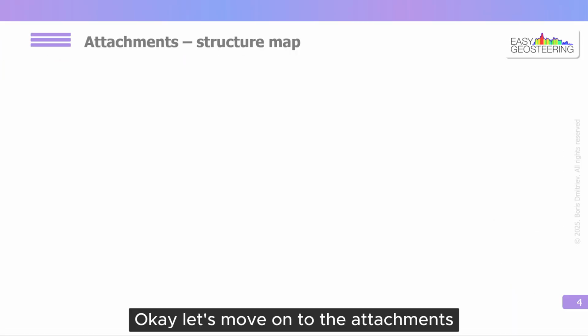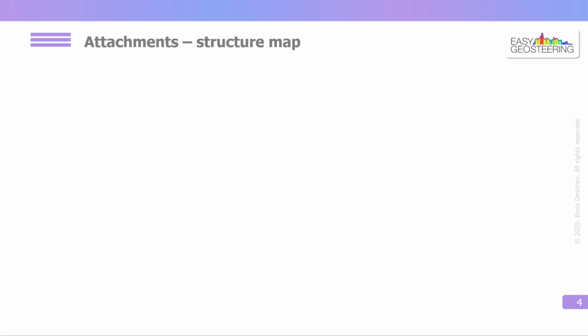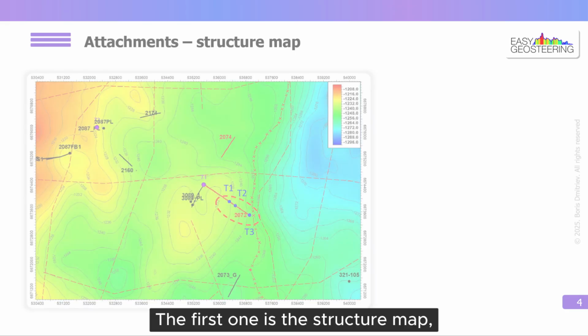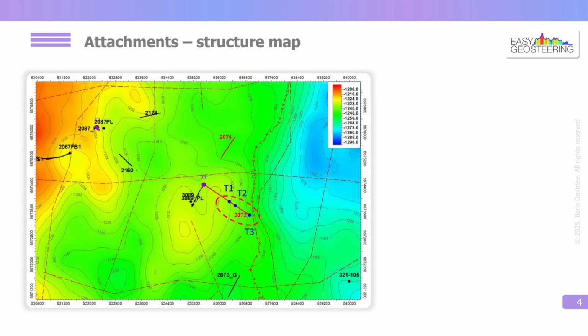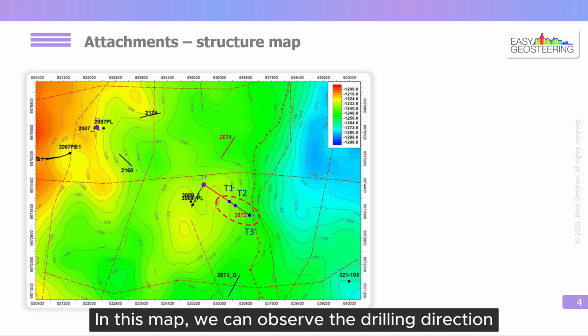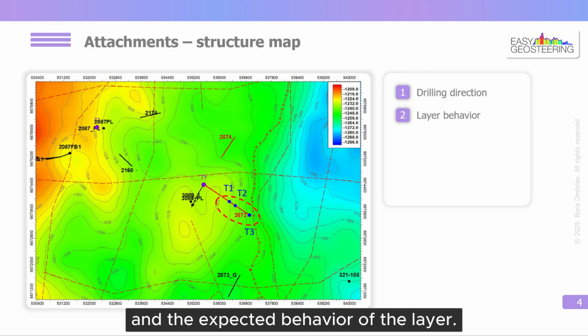Okay, let's move on to the attachments of the geological project. The first one is the structure map. We gave the definition in video number 3, now let's take a look at some example. In this map we can observe the drilling direction and the expected behavior of the layer.